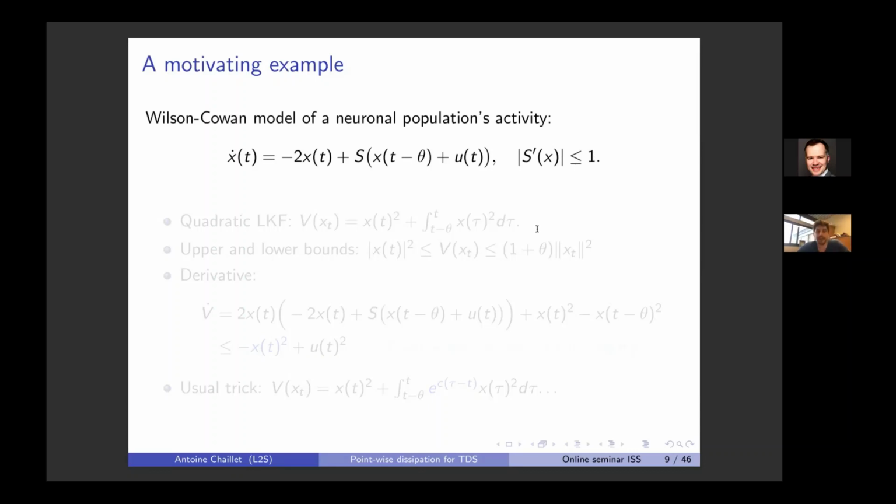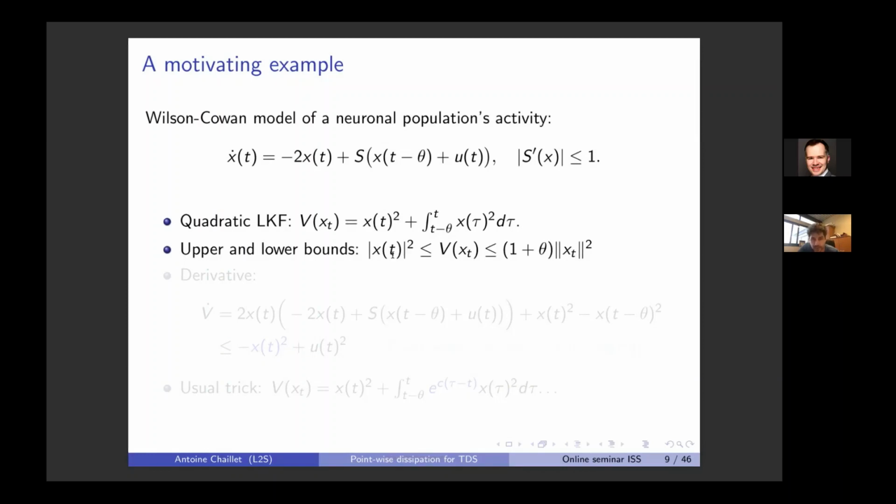So if I am to study such a system, my natural choice would go for a quadratic Lyapunov-Krasovskii functional, meaning a quadratic term in the present value of the state plus an integral term of a quadratic function of past values of the state. So this is indeed a candidate Lyapunov functional because I can lower and upper bound it, as I showed you previously, and you see that necessarily here the lower bound you get is in terms of the current value of the state norm, not x_t, and the upper bound on the other hand can be x_t. Okay. And if I compute the derivative of this, so how do I do this?